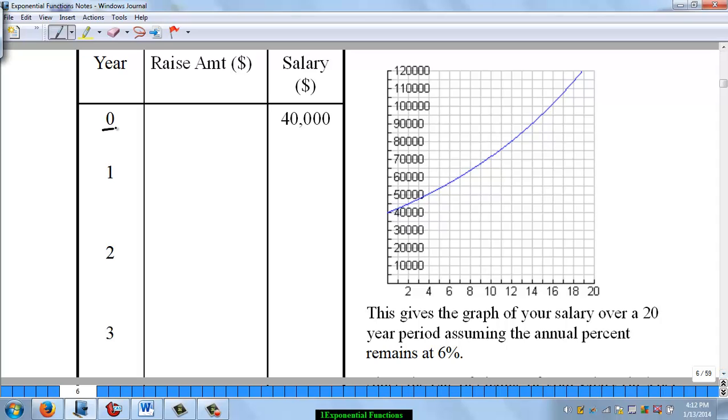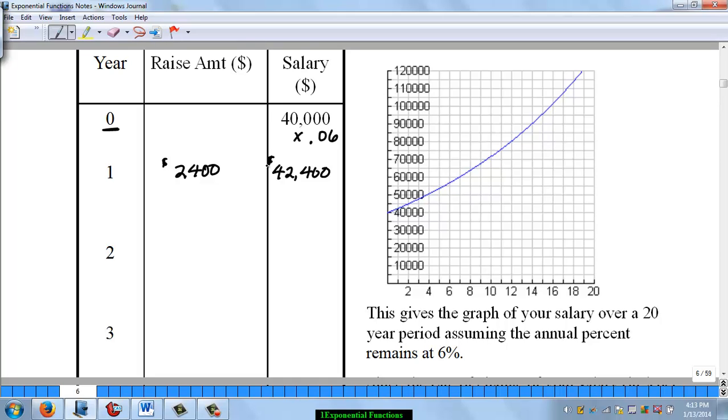So here's year 0. Just got hired at your $40,000, okay? So what we want to do now is do our raise after the first year. So they told us we're going to get a 6% raise. So if I get a 6% raise, I'm going to multiply by 0.06. When I do, my raise comes out to be $2,400, because that's what that is. So what's my salary at the end of year one? Well, if I add the $40,000 plus this, it comes out to be $42,400. So that's how much I make at the end of the first year.